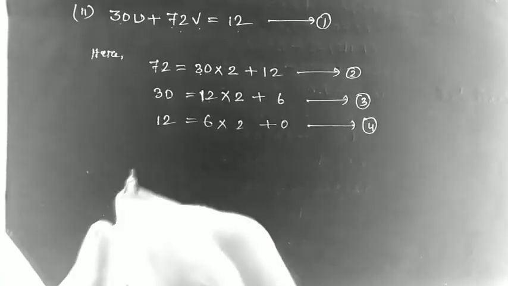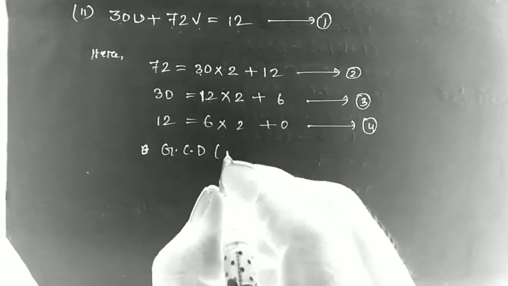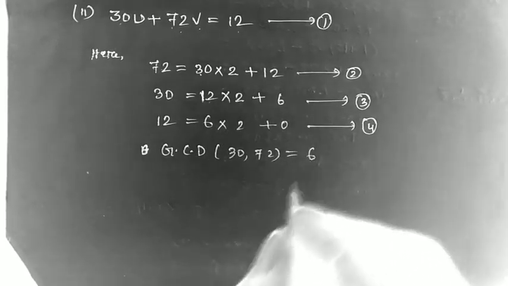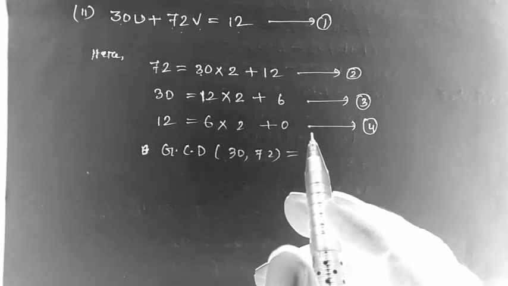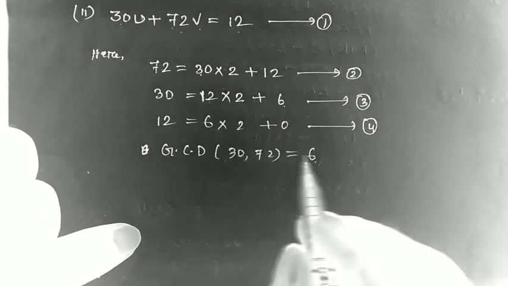So question number 2 of exercise 8 is that 30u plus 72v is equal to 12. So we have to proceed in the same way. First of all, we have to find the GCD of 30 and 72 as we have done in question number 1.